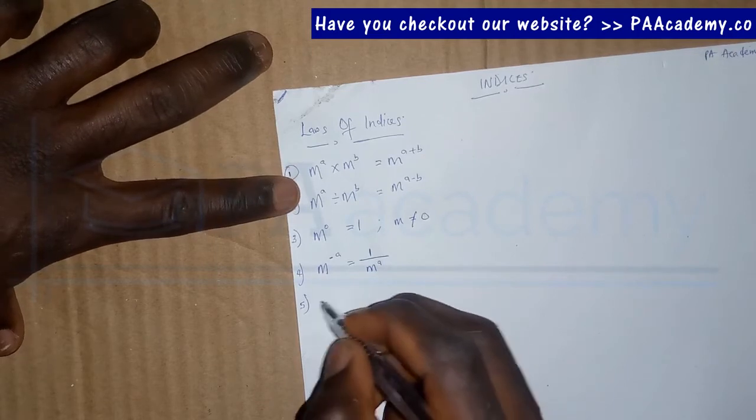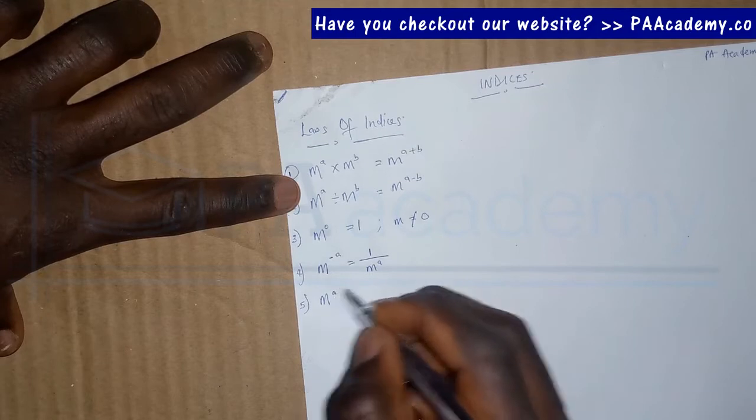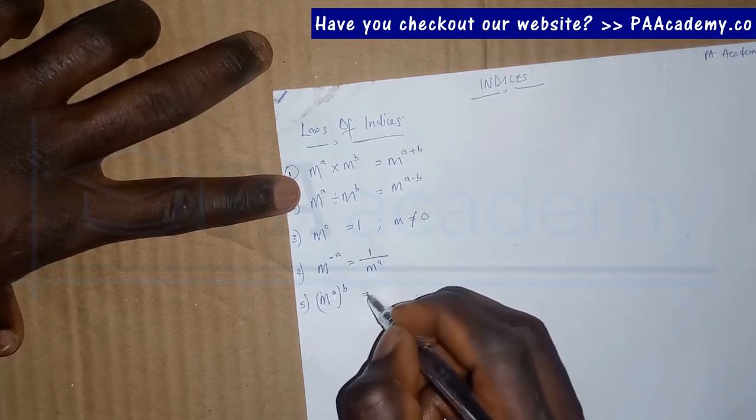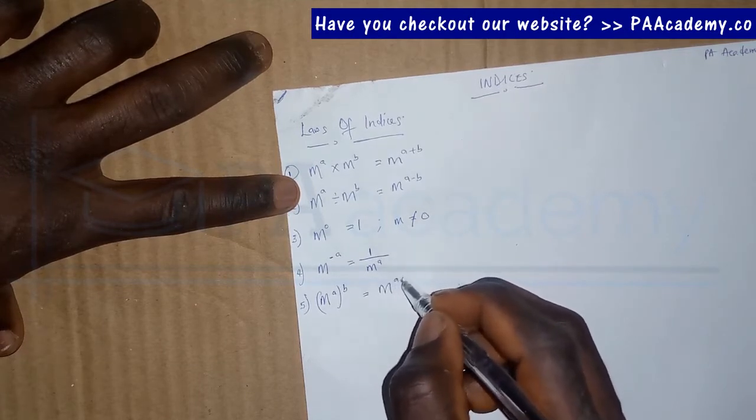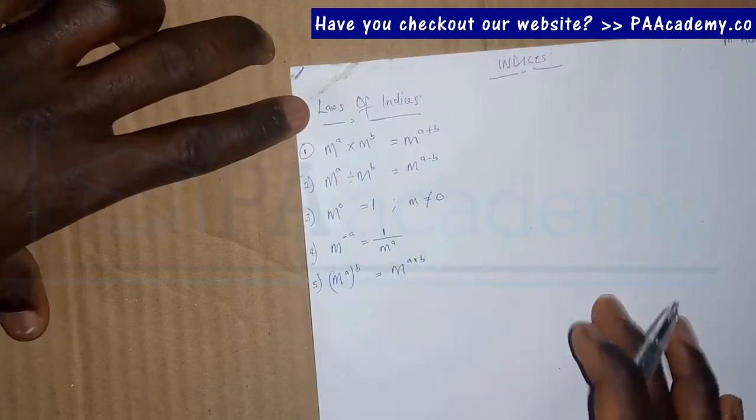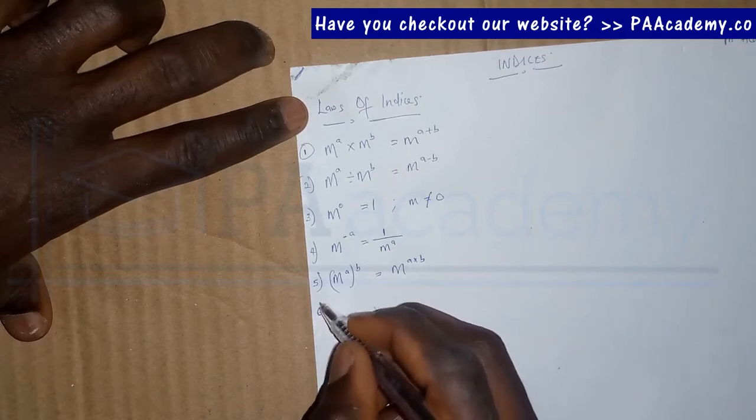If you're having an expression like this, m raised to power a, in brackets, raised to power b, it is the same as having m raised to power a times b. I hope we are good. Alright, so let's look at another one. Let's call that number 6.